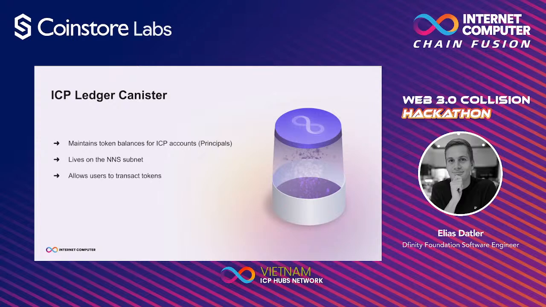And this canister, as I've said, is responsible for transacting those ICP tokens. And the ledger is also compatible with ICRC1 and 2. And you can essentially copy and paste this ledger canister, change a few parameters, and like that you can create your own token on ICP.